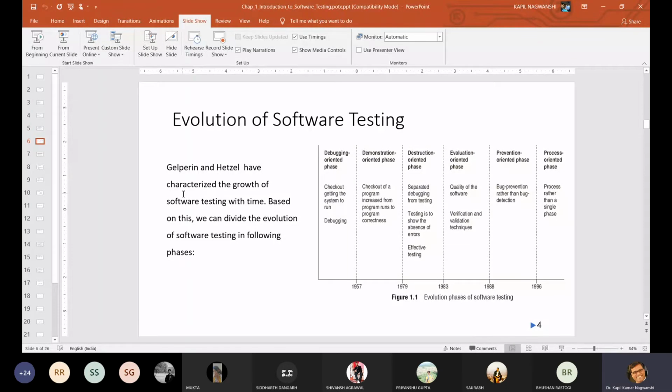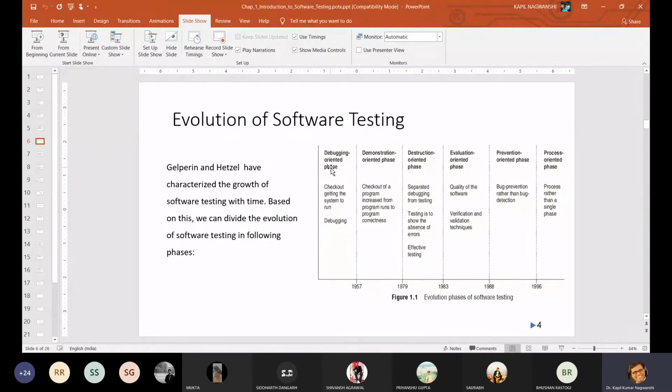Galperin and Hazel have characterized growth of software testing with time. Based on this, we can divide this evolution of software testing into these phases. First is debugging oriented, up to 1957, checkout getting the system to run. Demonstration oriented phase was from 1957 to 1978. Checkout of program increased from program runs to program correctness.